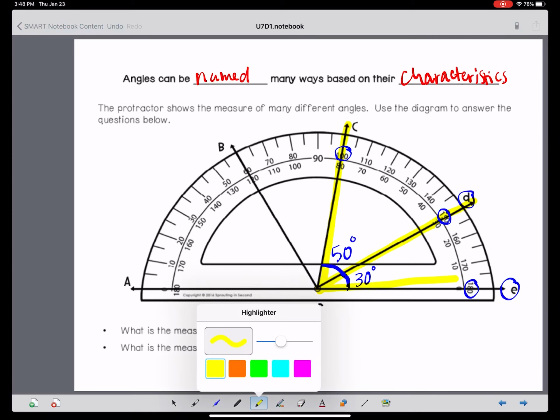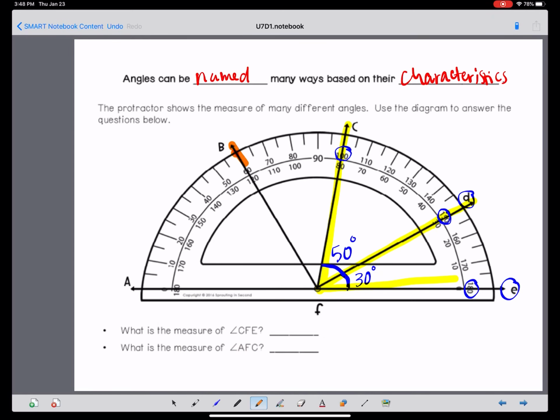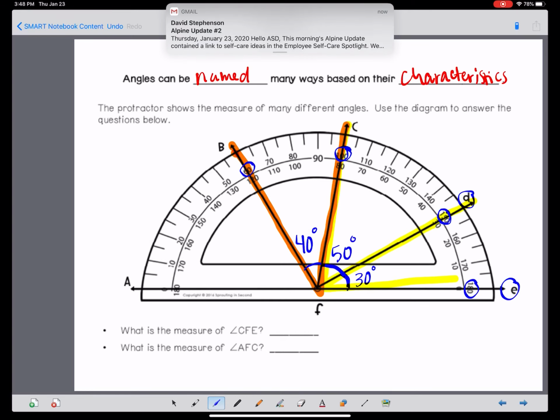Let's do another one. I'm going to use a different color highlighter. Let's say that we wanted to figure out the measurement of this one. I could say 100 degrees minus 60 degrees, that gives me 40 degrees. So I know that this angle is a measurement of 40 degrees. And let's go ahead and do another one.